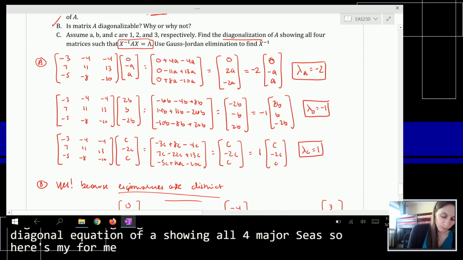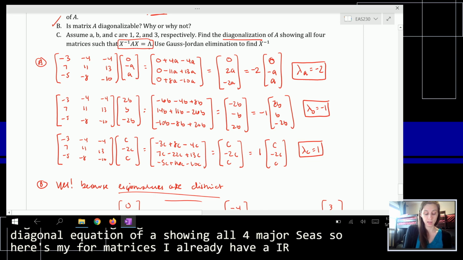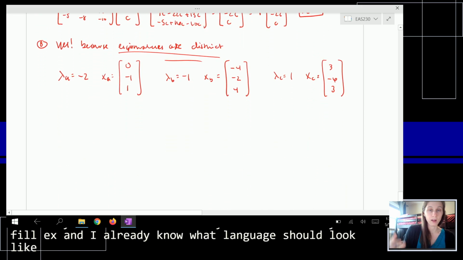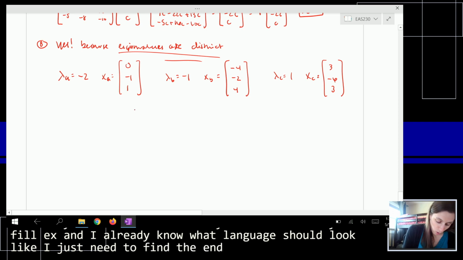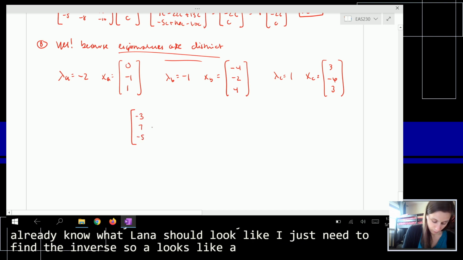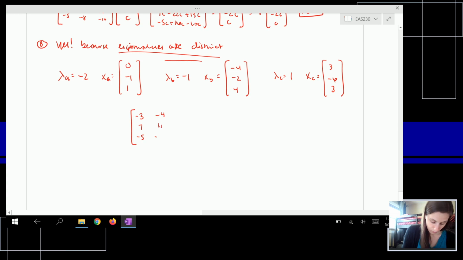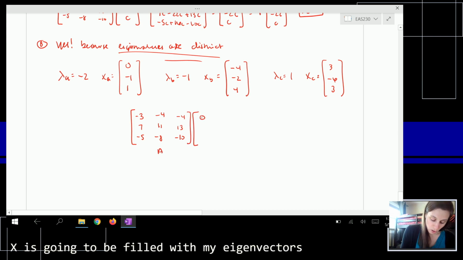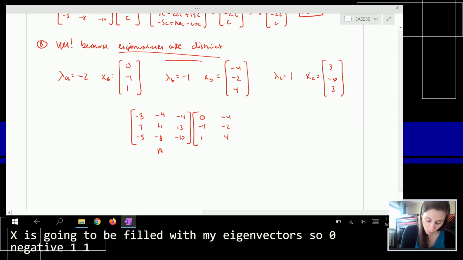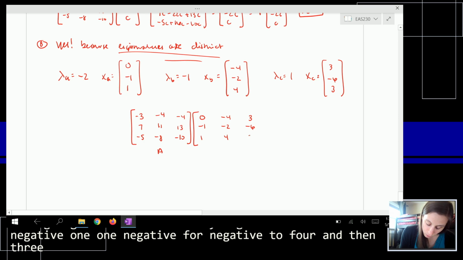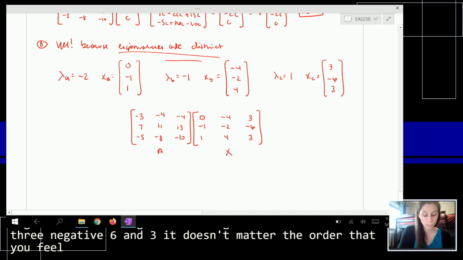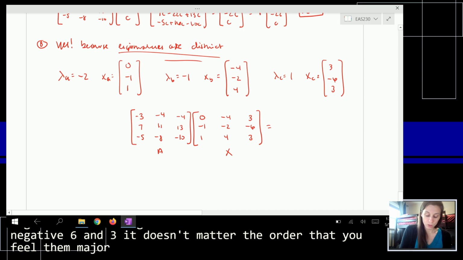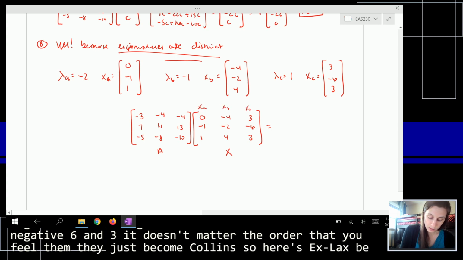So here's my 4 matrices. I already have A, I already can fill X, and I already know what lambda should look like. I just need to find the inverse. So A looks like A. X is going to be filled with my eigenvectors: 0, -1, 1, -4, -2, 4, and then 3, -6, and 3. It doesn't matter the order that you fill them. They just become columns. So here's XA, XB, XC.